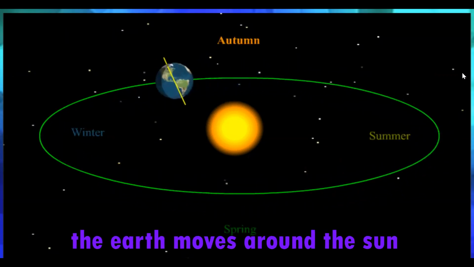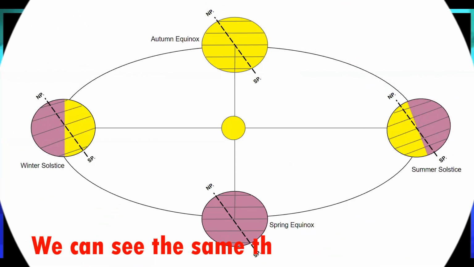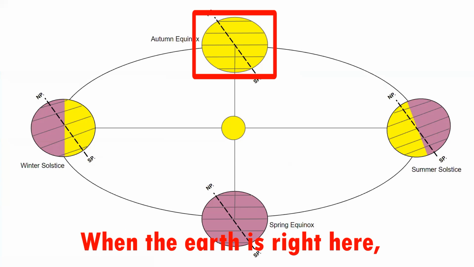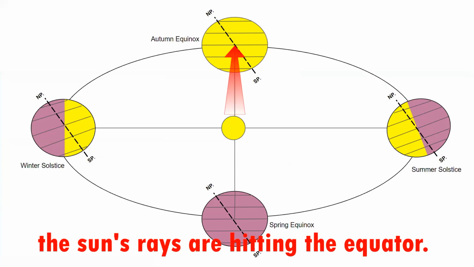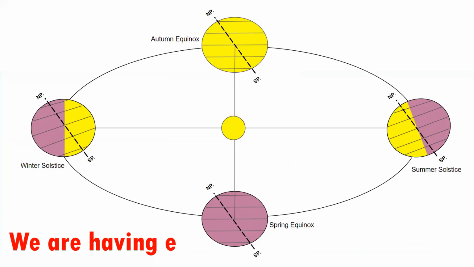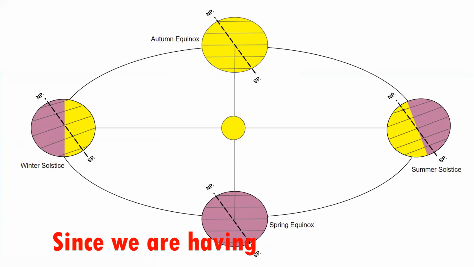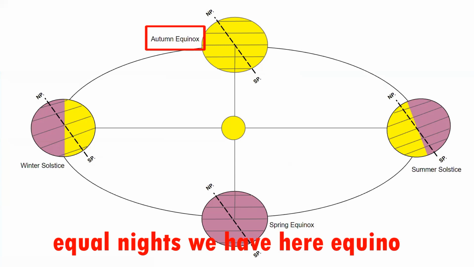The earth moves around the sun. We can see the same thing in this chart. When the earth is right here, the sun's rays are hitting the equator. We are having equal days and equal nights. Since we are having equal days and equal nights, we have here equinox.